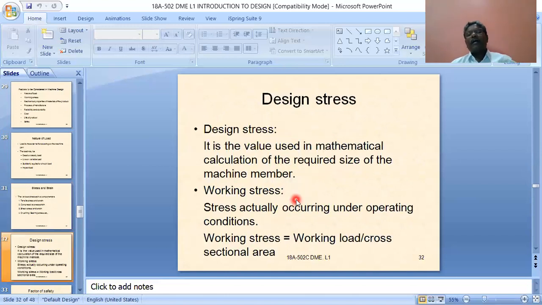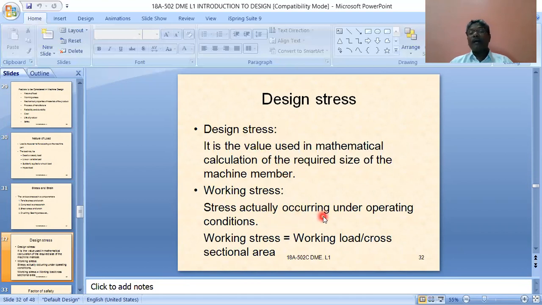Now let us see design stress or working stress. Design stress is a value used in mathematical calculations for the required size of a machine member. To calculate a machine member size, we use mathematical formulas, and in such a case we use the value called design stress. The design engineer should have sufficient knowledge in assuming and taking the proper design stress value.